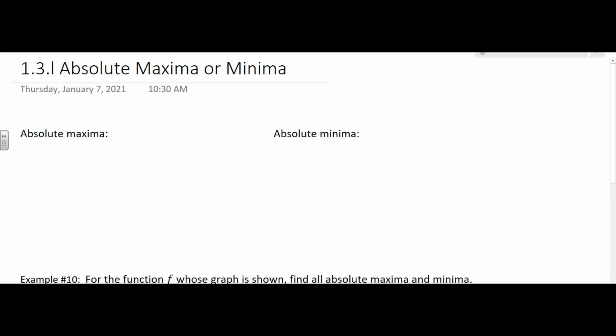Okay, so now we're going to talk about absolute maxima or minima. If it's absolute for your one function, you can only have one. So we're talking about the highest point or the lowest point, outputs. Well, let's look at a graph.